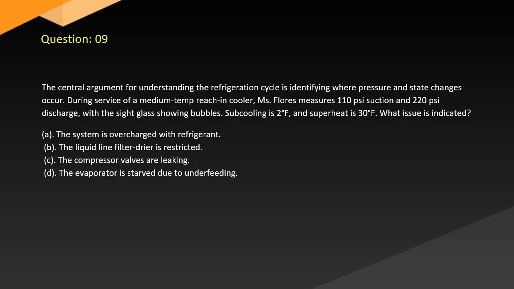Question 9. The central argument for understanding the refrigeration cycle is identifying where pressure and state changes occur. During service of a medium temp reach-in cooler, a technician measures 110 psi suction and 220 psi discharge, with the sight glass showing bubbles. Subcooling is 2 degrees and superheat is 30 degrees. What issue is indicated?